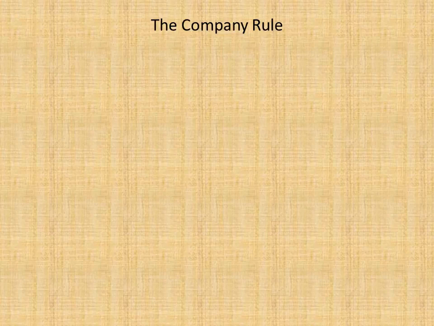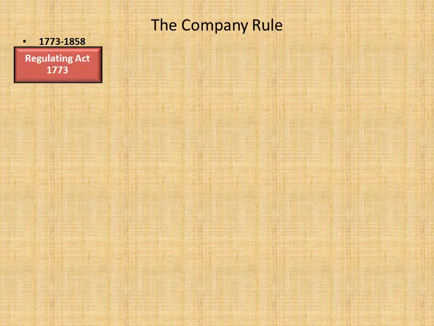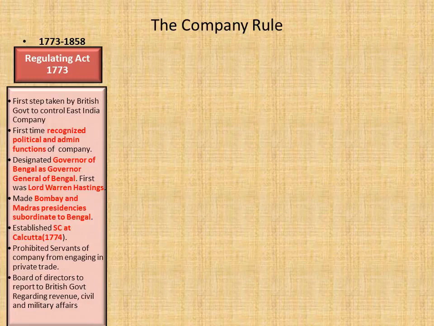The company rule was started in 1773 and it ended in 1858. During this period, 4 important acts were passed. The first act was the Regulating Act of 1773. The important points of this act were: first of all, this was the first step taken by the British government to control the East India Company.